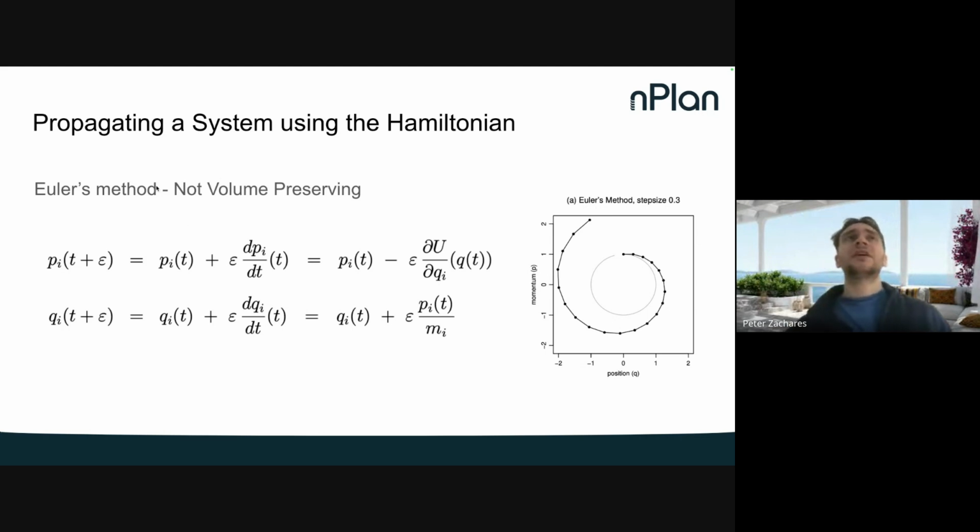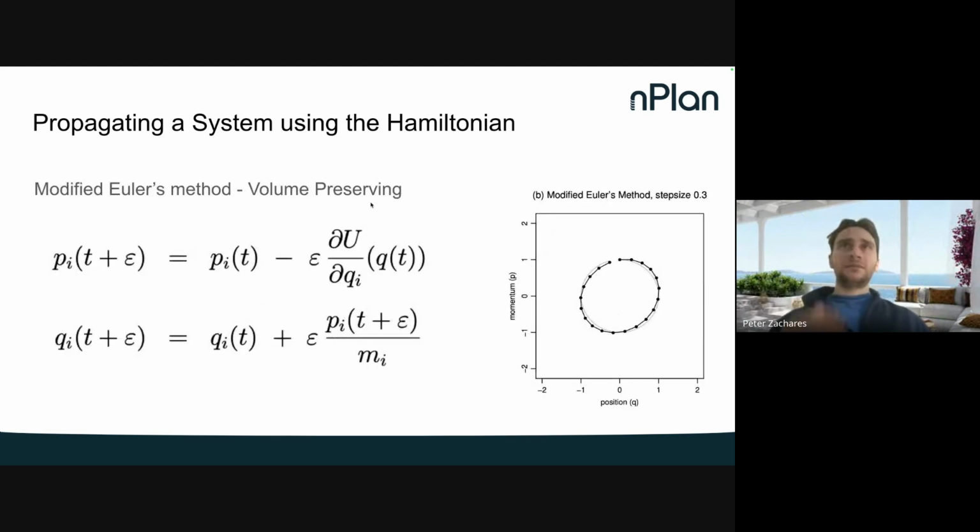The most standard, the earliest method for this is Euler's method. Here are the equations for it. Here's a 1D example of position and momentum and what happens when you use Euler's method for it. You can see that the gray line is the actual function, and it's not following the function. Basically Euler's method is not volume preserving.